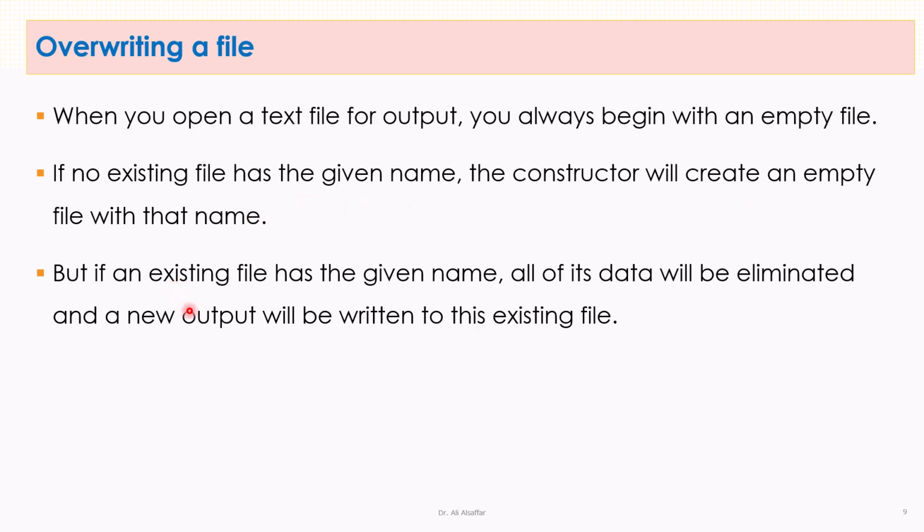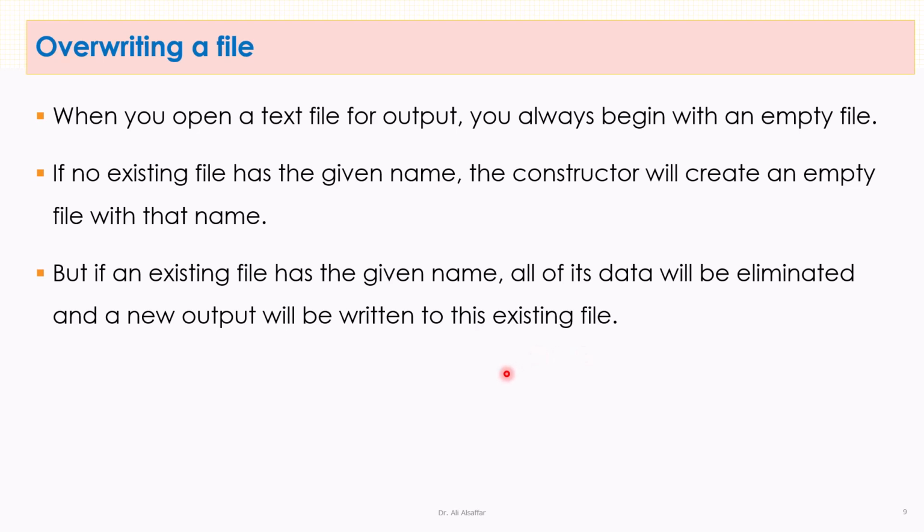But if an existing file has the given name, then all of its data will be eliminated, which means deleted, and a new output will be written to this existing file. And again, we are going to write into this file from scratch. Here we say that we are overwriting a file. That means a file already exists, but we are overwriting the data inside the file.